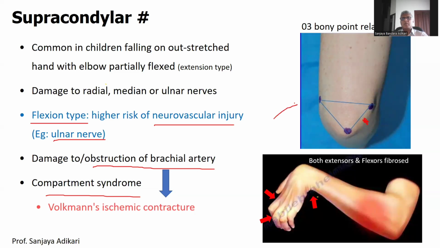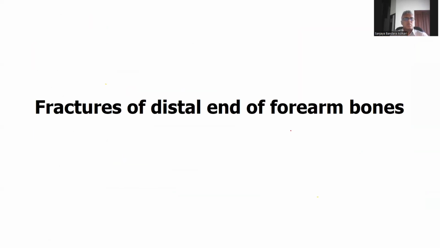Now this image here shows the relationship between the three bony points: the two epicondyles, medial and lateral, and the olecranon of the ulna here. This three bony point relationship is not disturbed in supracondylar fracture. It is disturbed in elbow dislocation. So this is how you differentiate between supracondylar fracture and elbow dislocation clinically. Without doing an X-ray, you can look for the three bony points.